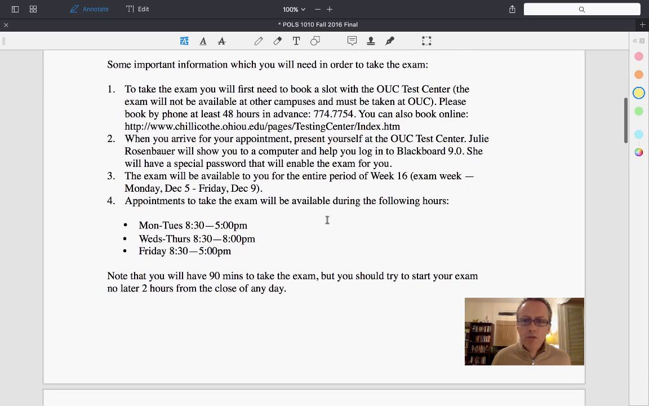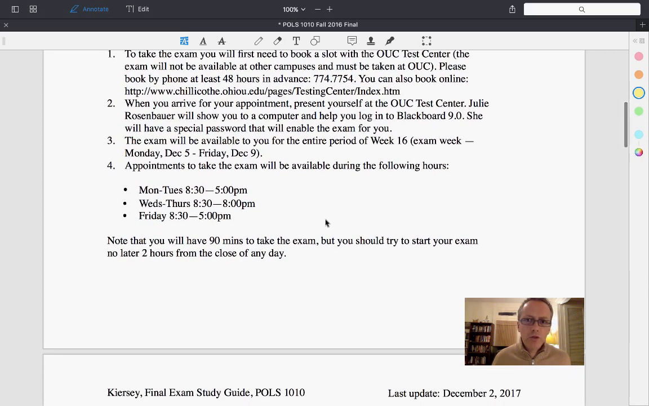The study guide is pretty self-explanatory. It gives times, it gives contact information for how you should schedule your test. I know from talking to a few of you, a lot of you are booking for later in the week, so that's fine.